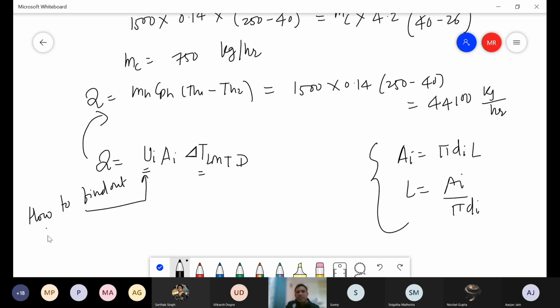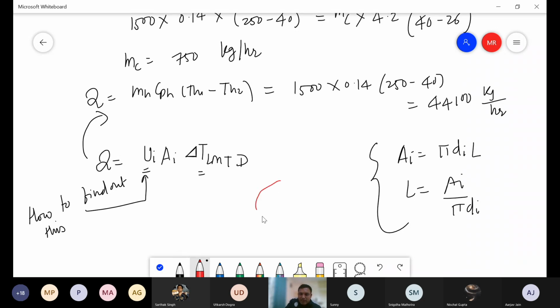So can you suggest how we can find out UI? Can anybody suggest? Remember, is the problem clear to everyone, what we are trying to do here? Yes, sir. So how can we find out UI in this case? We know the thermal conductivity of the wall. So remember, in this case, what is the geometry?